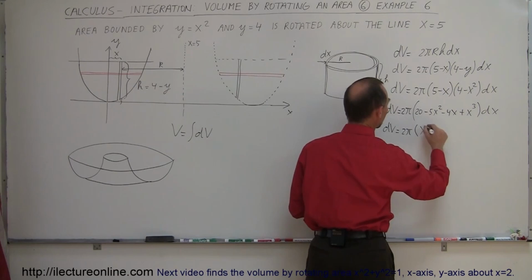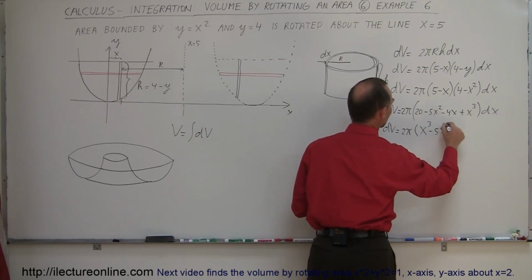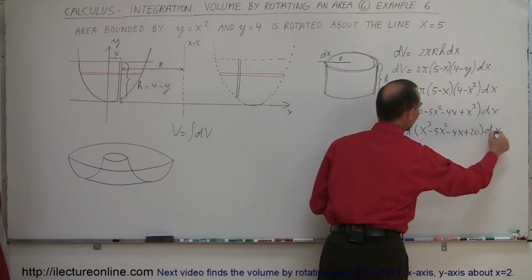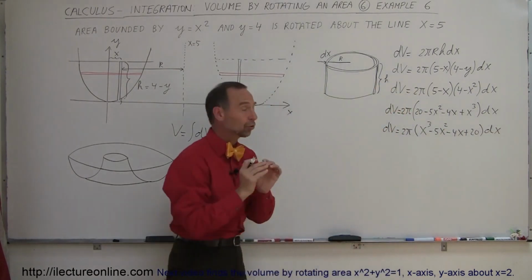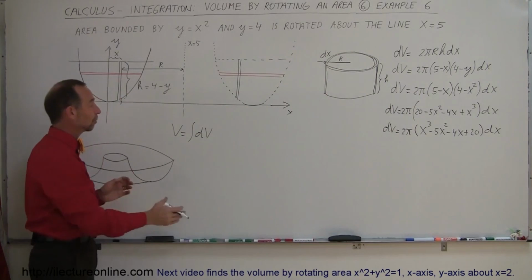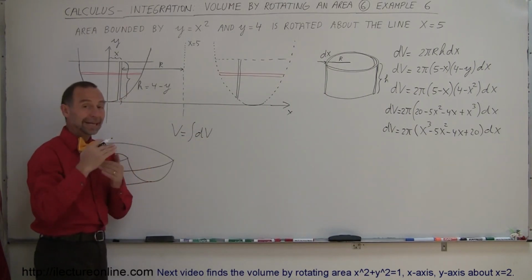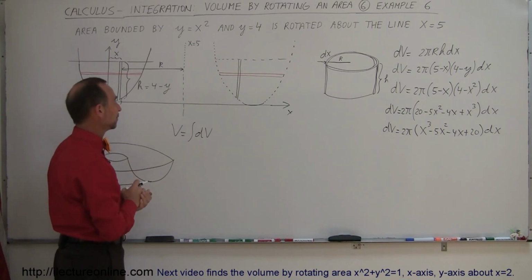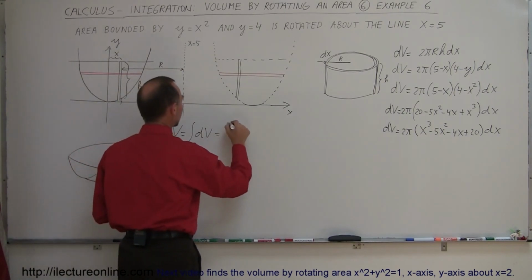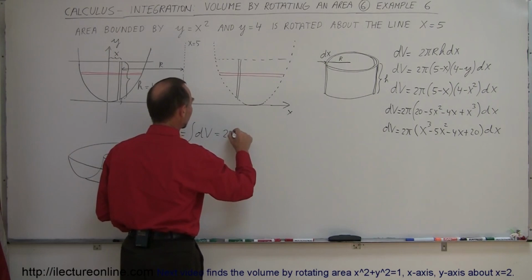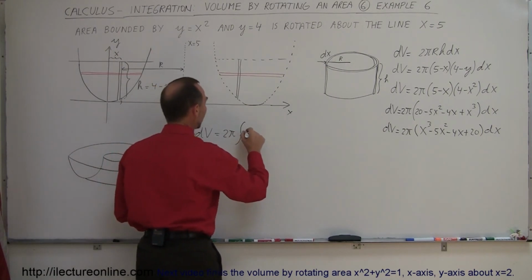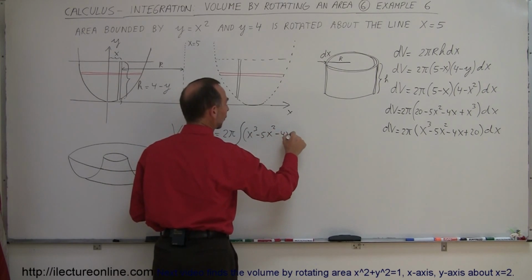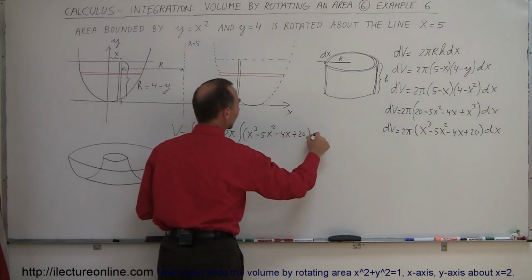So we have x cubed minus 5x squared minus 4x plus 20 times dx. And now we have a nice expression for our small little dV, and all we have to do is plug that in here, find the proper limits of integration, and now we can go ahead and find the volume. So this would be equal to the integral, or I can take 2 pi outside the integral, so 2 pi times the integral of x cubed minus 5x squared minus 4x plus 20 times dx.